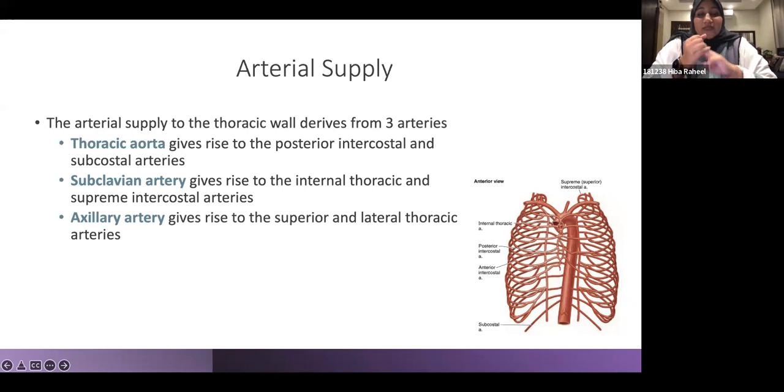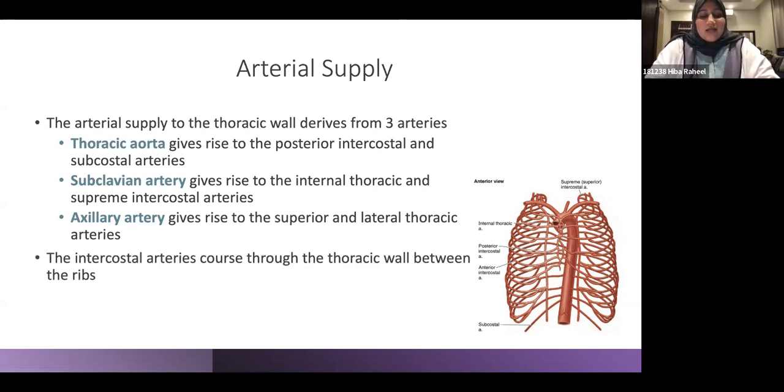Now, these are the three. For the exam purpose, please go into details with Dr. Atif's lectures. I'm just giving you a brief overview of the different types of arteries, the most important things that you need to know. You must know the names of these three arteries. And the intercostal arteries go between the ribs, and like I said, they supply the muscles and the bones. All right.